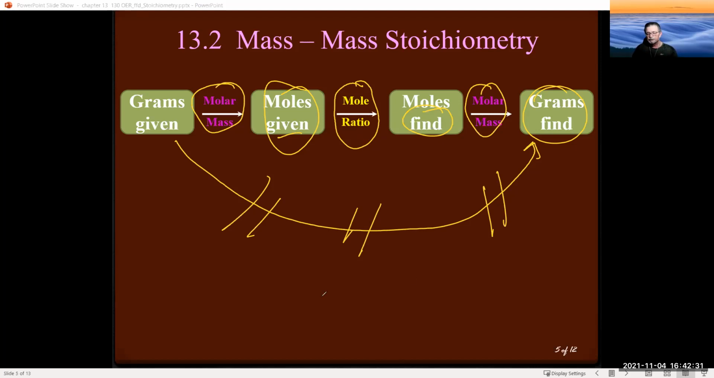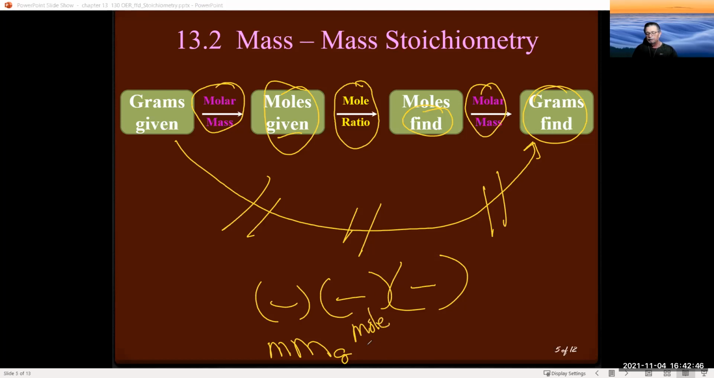So in essence, what this represents are three conversion factors. The first one is the molar mass of the given. Then we have the mole ratio in the middle from the balanced chemical equation. And then the last is the molar mass of the final substance. So at the minimum we're going to have three ratios to convert from grams of one reactant to grams of whatever we're looking for.